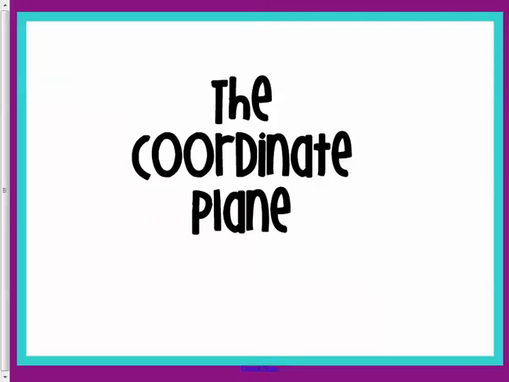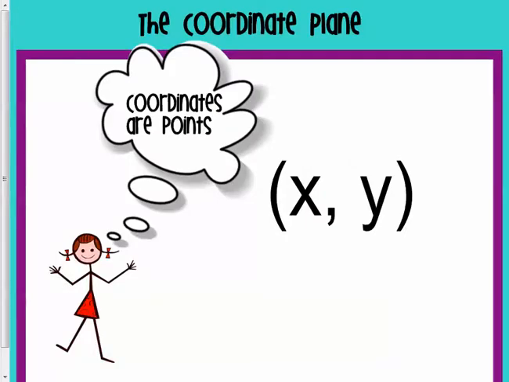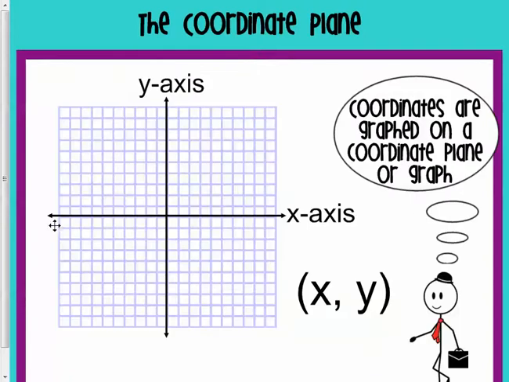Today we are talking about the coordinate plane. The coordinate plane is a giant graph that has different points on it. For example, all points are x and y. So what do I mean by that? Well, I mean every point can be determined by labeling it along its x-axis and labeling it along the y-axis. So coordinates are graphed on this coordinate plane.